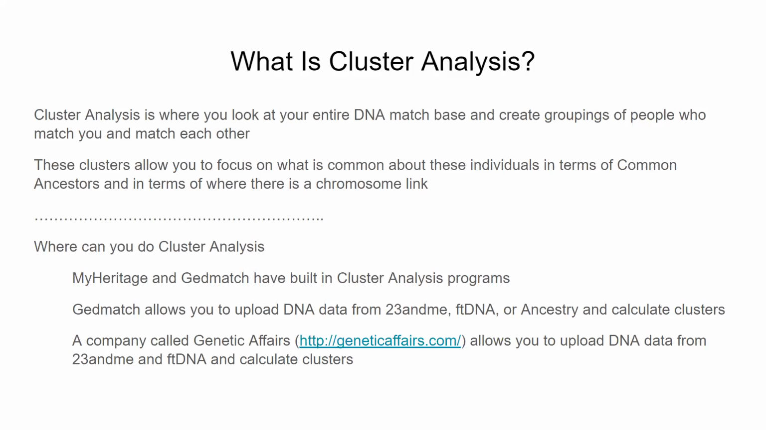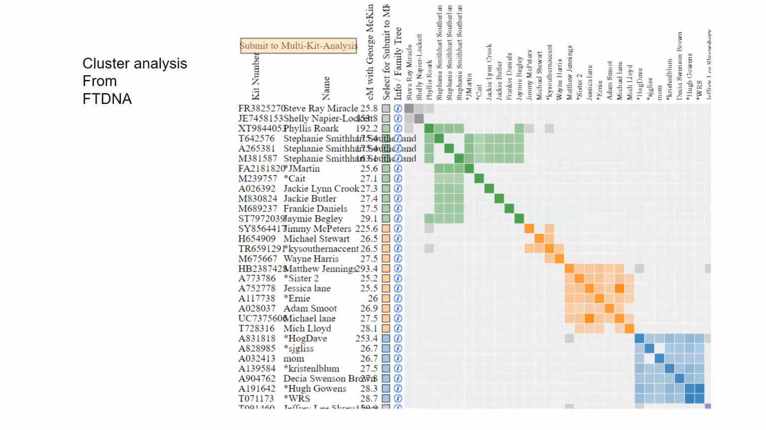MyHeritage and GEDmatch have built-in cluster programs. GEDmatch, by the way, allows you to upload your DNA data from 23andMe, FTDNA, or Ancestry. And then there's a company called Genetic Affairs that also allows you to upload DNA data and calculate clusters. So what is a cluster? This is a cluster. They've gone through all of my data and they've determined that this green group all are interrelated in some way. They share a chunk of DNA with each other.